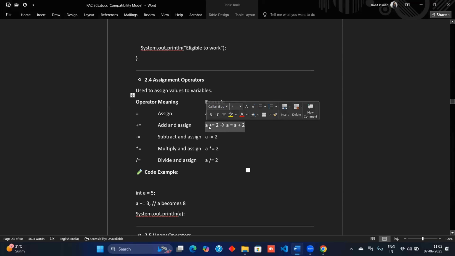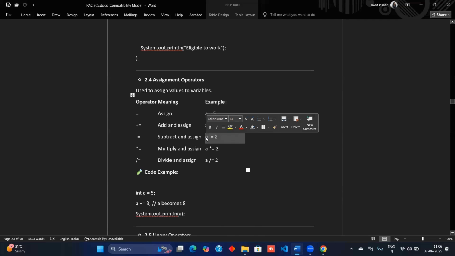When the value of A is added to 2, that value will be assigned to A only. Now coming to A minus equals 2: when 2 is subtracted from A, the final subtracted value will be assigned again to A. That is the meaning of this.